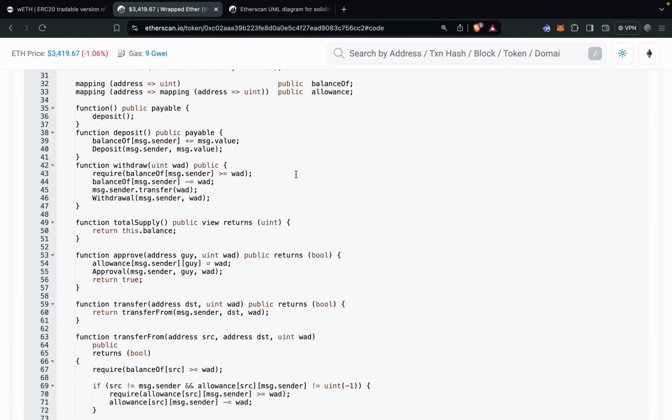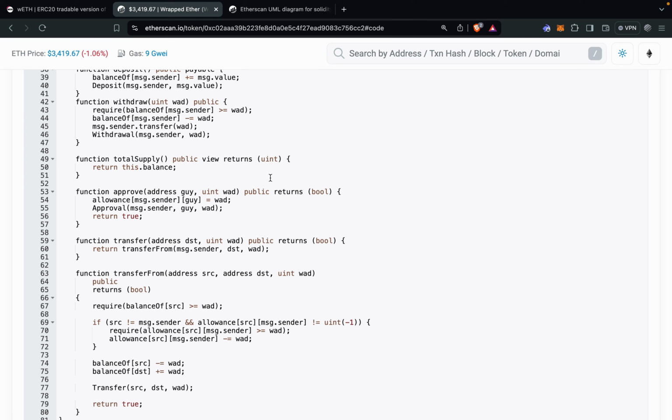In the withdraw function, you basically send in some wrapped ether and you get the equivalent amount of ether back in your account. So the first line of code checks whether the amount of wrapped ether you want to convert is more than the amount of wrapped ether you already have. It would be foolish to convert more wrapped ether than you already have. Then it basically reduces your balance of wrapped ether and it transfers the equivalent amount of ether to your account. It then emits a withdrawal event which basically logs the account to which the ether was sent and the amount of ether that was sent.